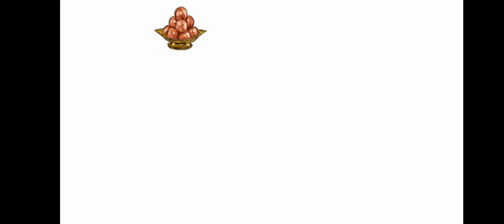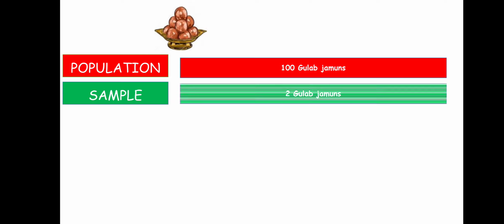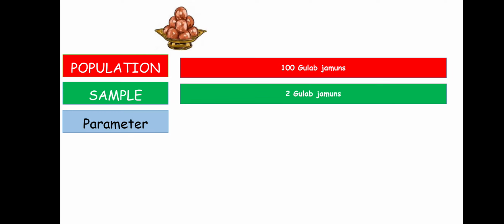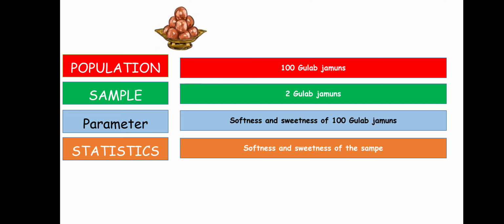Now taking the example of the gulab jamun, we'll try to make out a few terminologies of biostatistics. Like population, we know the population is the 100 gulab jamuns. The sample will be the 2 jamuns. Next, parameter, what was the parameter? The cook wanted to check the softness and sweetness of the 100 gulab jamuns. Next, what is the statistic over here? The statistic will be the softness and sweetness of the sample, meaning the cook tasted 2 jamuns.